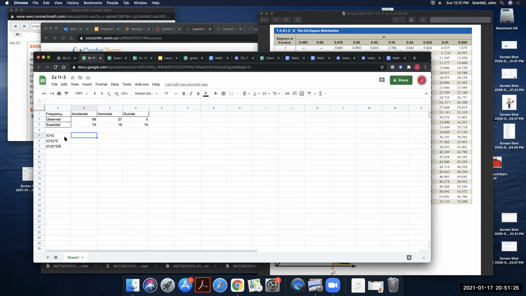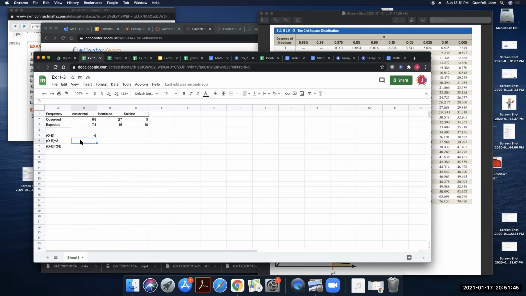Okay, so the way that we're going to get the spreadsheet to do these steps, in this row, we want to do the observed value minus the expected value. So I'm just going to type equals, and then this square minus this square, and enter. So 68 minus 74 is -6.